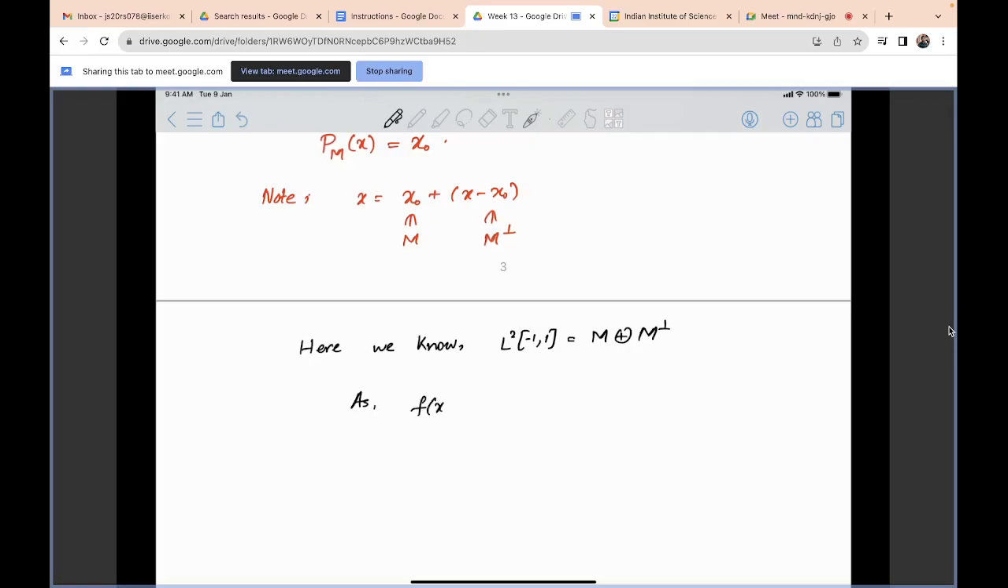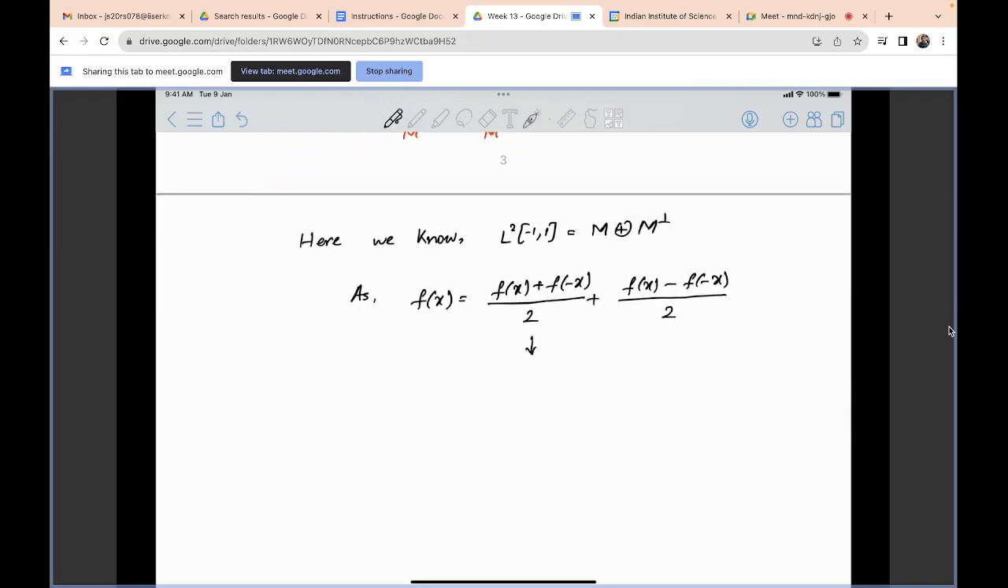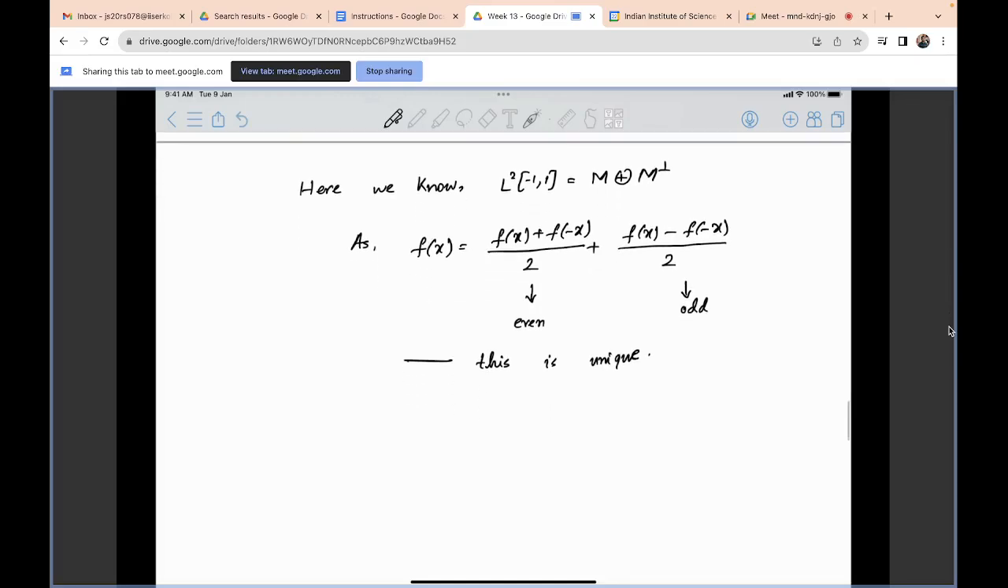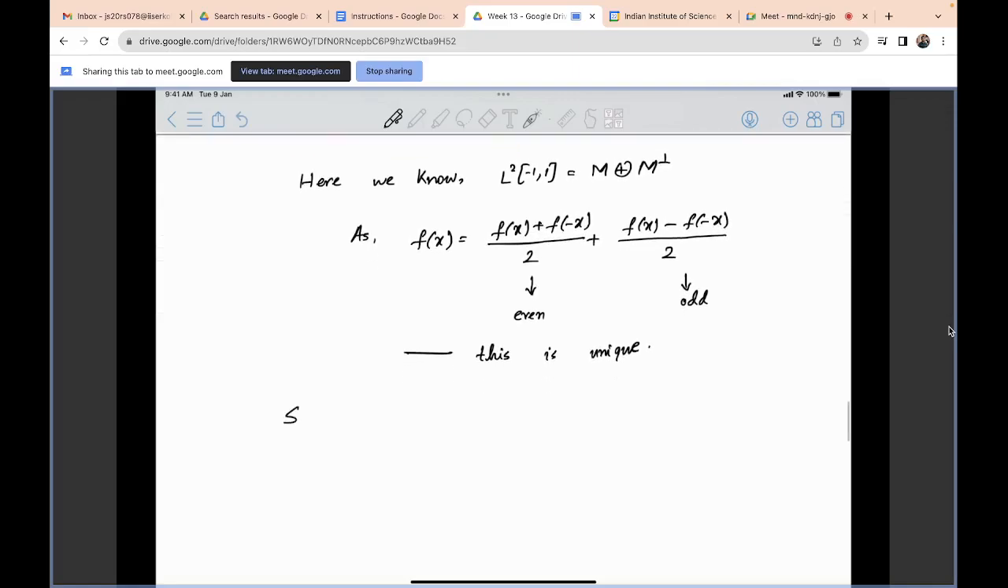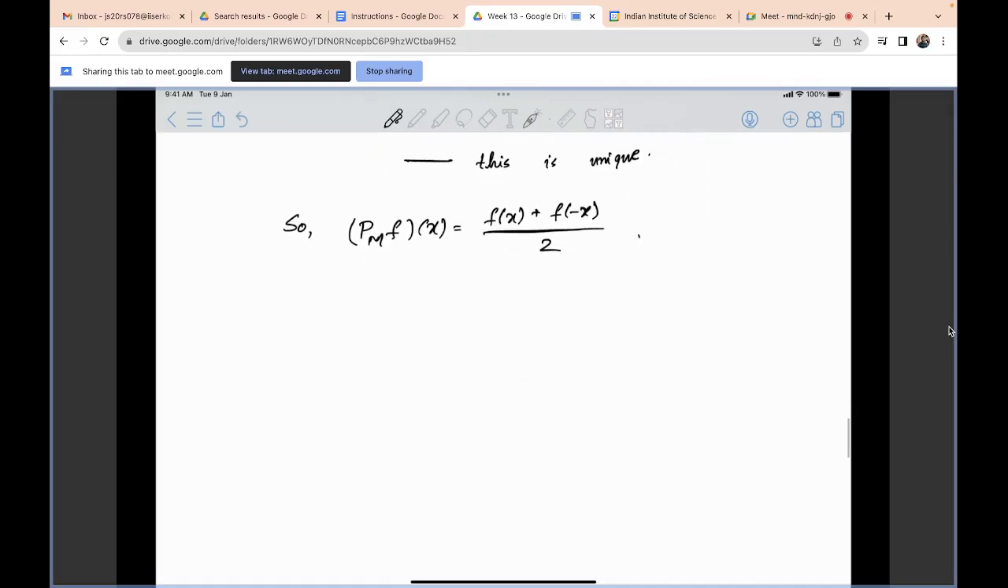Any f of x you can always write as f of x plus f of minus x by 2, plus f of x minus f of minus x by 2, where the first is an even function and the second is odd, and this is unique. So what will be the projection of f onto M, the collection of even functions? P_M of f of x is f of x plus f of minus x by 2. So this is the projection.